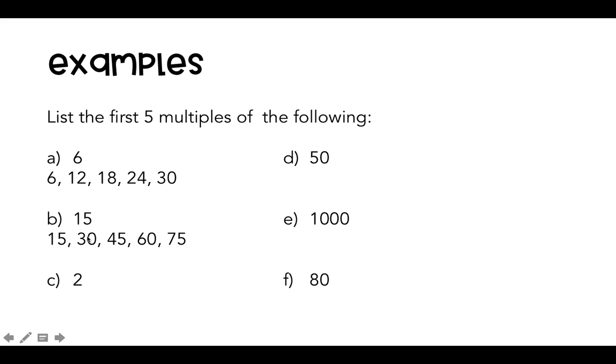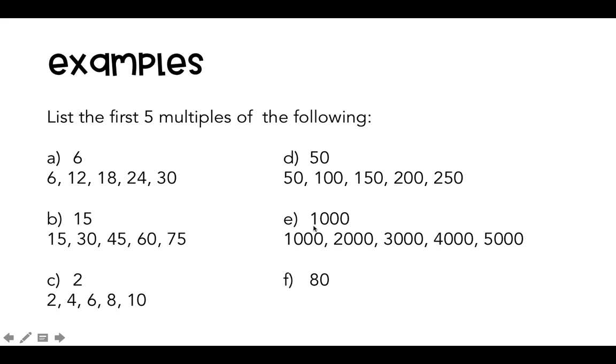15 is 15, 30, 45, 60, and 75. 2 is 2, 4, 6, 8, 10. 50 is 50, 100, 150, 200, 250. 1,000 is 1,000, 2,000, 3,000, 4,000, 5,000. So we can see here, this is 5 times 1,000 to give us this answer. And 80 is 80, 160, 240, 320, 400.